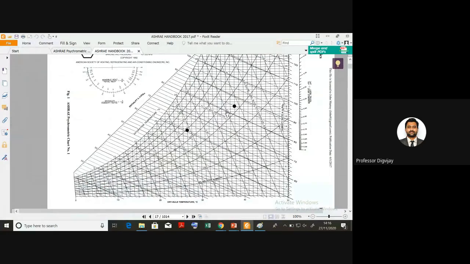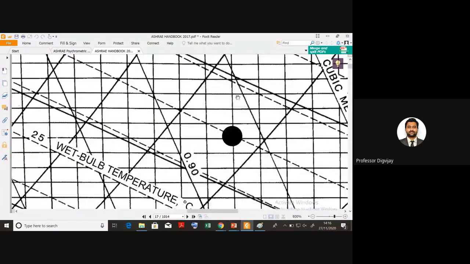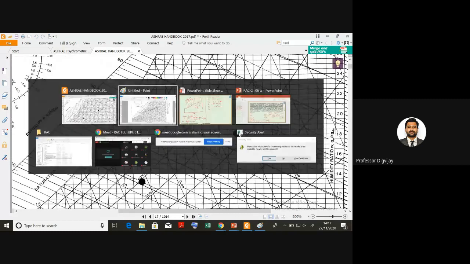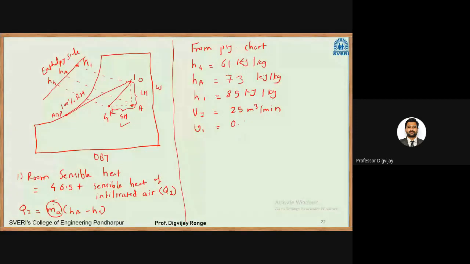Here, if you don't see, I will zoom in the screen a little bit so that you can see. As you can see, the 0.9 here is the specific volume and my point is here. So this is 0.9, this is 0.91. Somewhere in between 0.9 and 0.91, my point lies. Let us say we will take 0.905. So 0.905 meter cube per kg will be the specific volume.